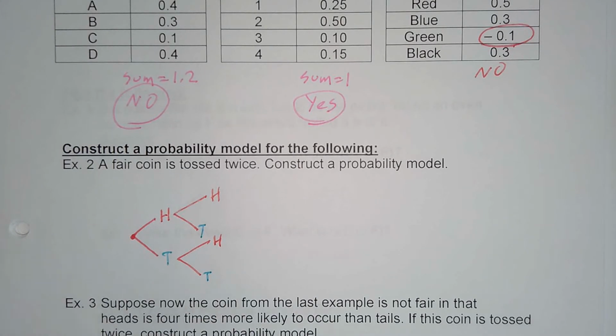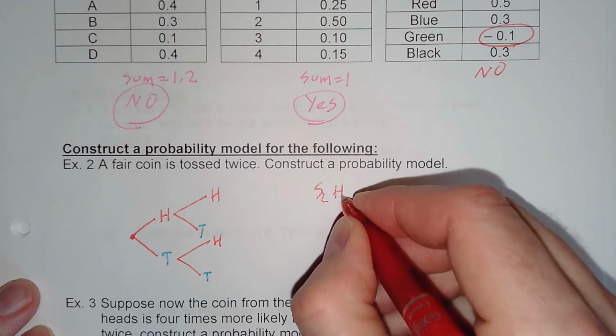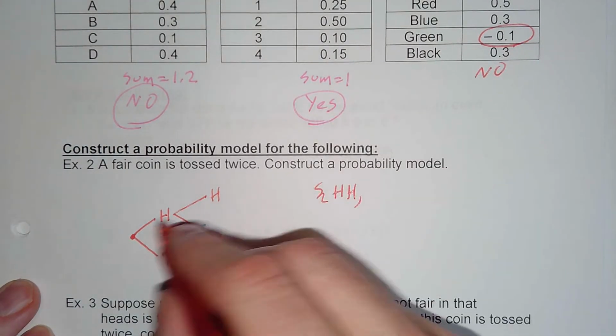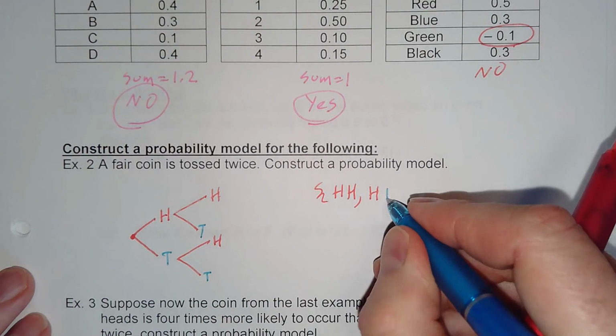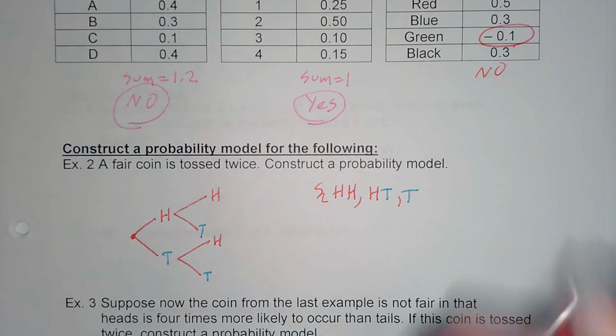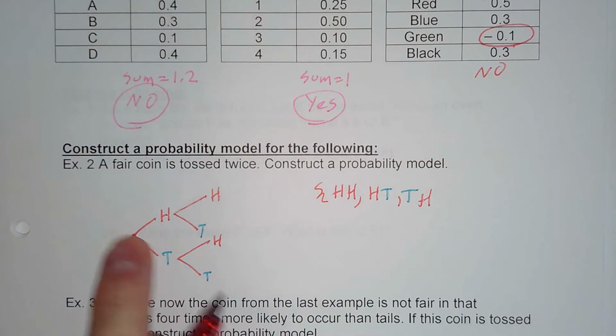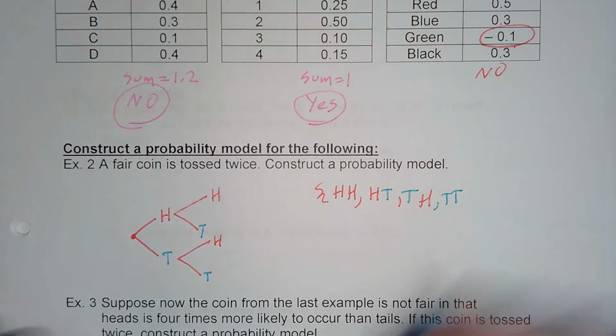So flipping a coin twice, there's four possibilities that can come out. I could have a head, I could have a head, then a tail. I could have a tail and then a head. Or I could have two tails. So I have four different possible outcomes.